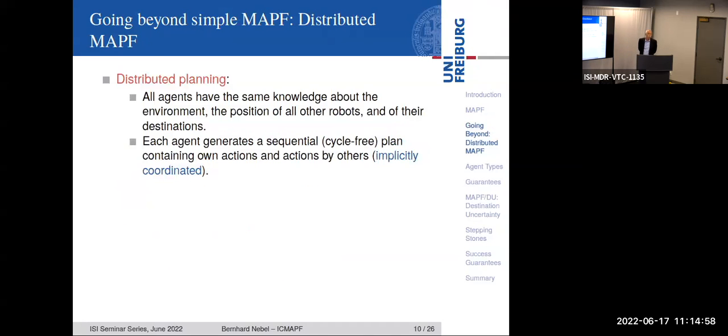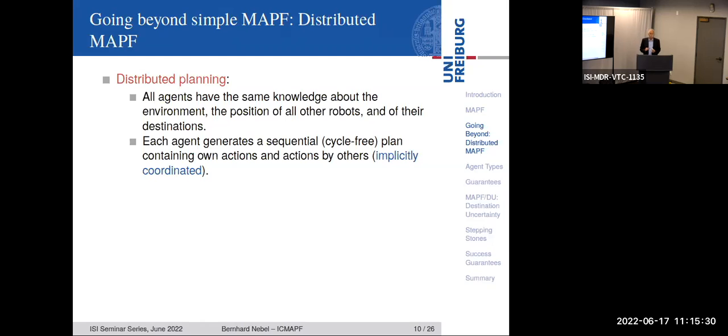So now let's go one step beyond. One step beyond is that we don't have a central plan anymore, but all the agents plan for themselves, and then they should get their act together by just doing implicit coordination, just by moving, and by that expressing what they want to do, so the others can react to it.